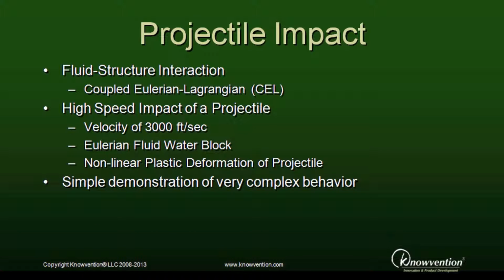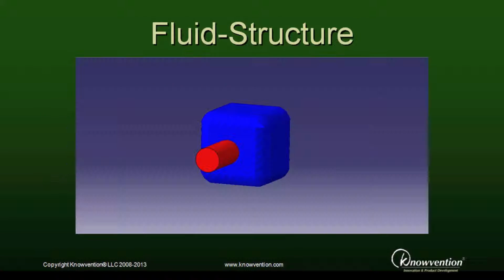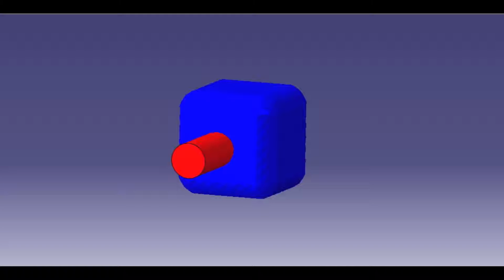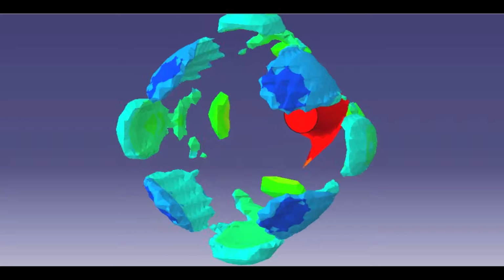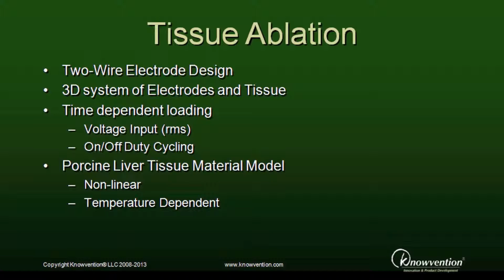The projectile impact model involves fluid structure interaction using the coupled Eulerian-Lagrangian method. The projectile is moving at 3,000 feet per second and includes material plasticity. This is a simple demonstration showing the power of fluid structure simulation to capture complex events. Problems involving tissue interaction with products are some of the most complex.